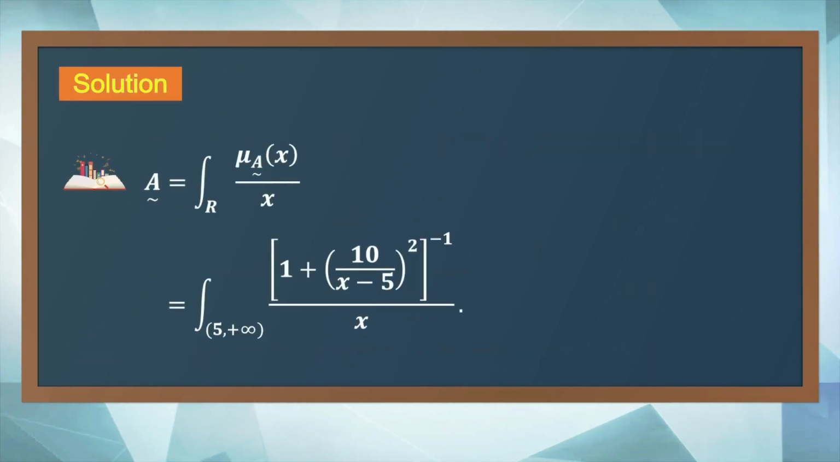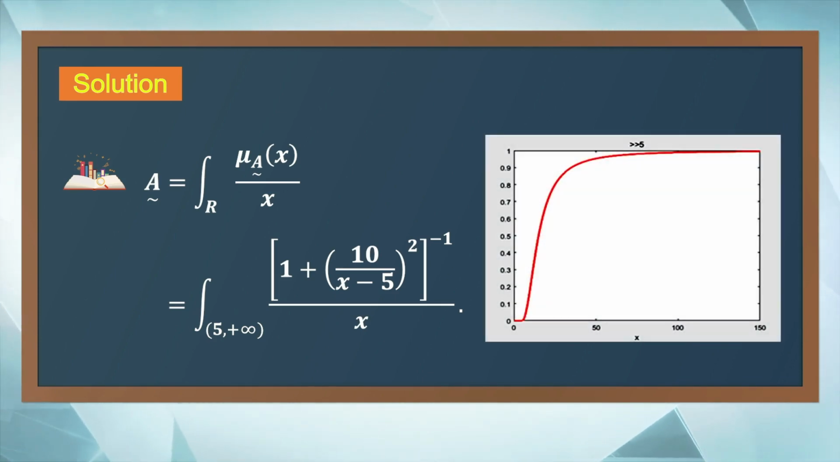The fuzzy set A equals the integral over the set of real numbers, mu sub A of x over x, and the membership function is illustrated here. If x is less than or equal to 5, the degree of membership of x in A is 0. If x is greater than 5, the degree of membership of x increases rapidly as x goes to infinity.